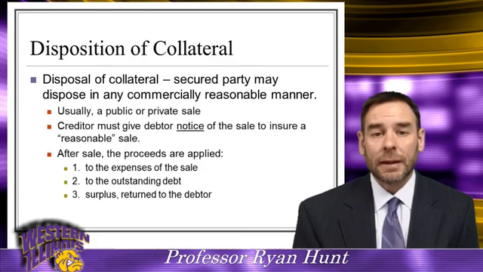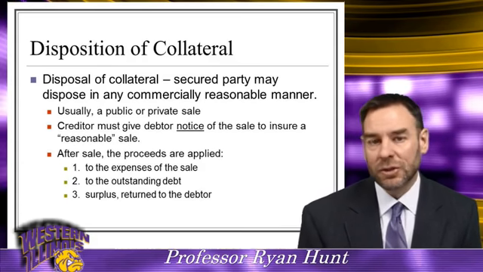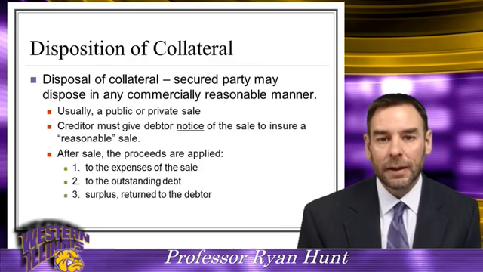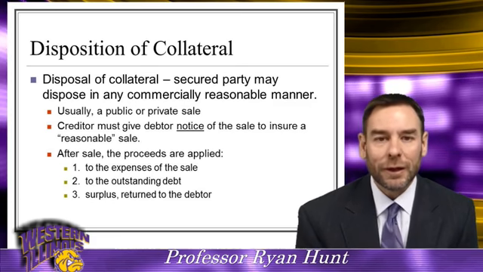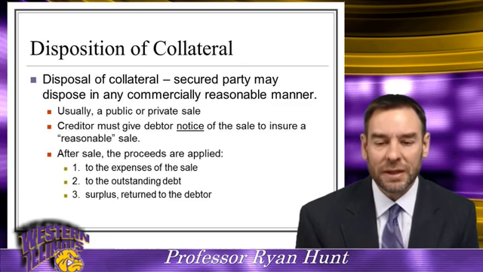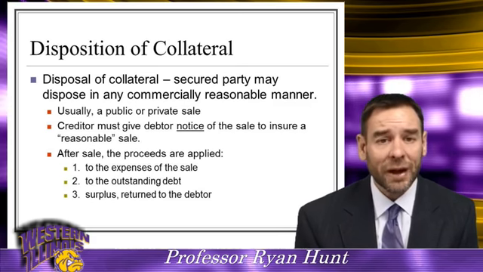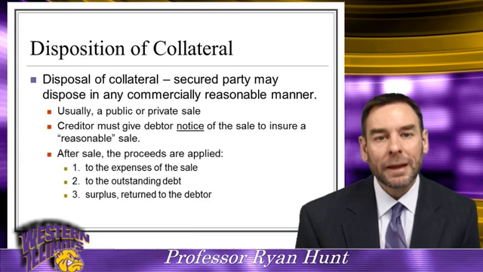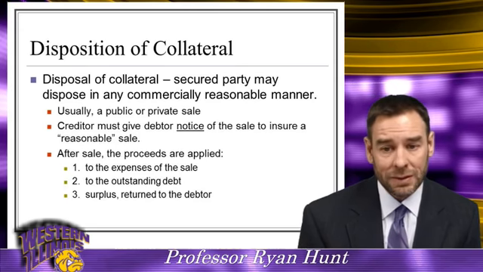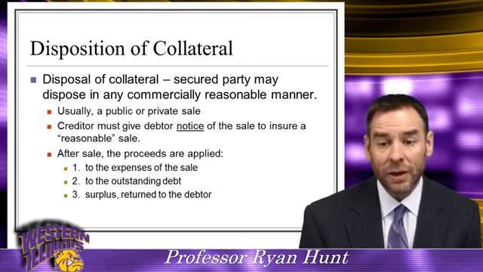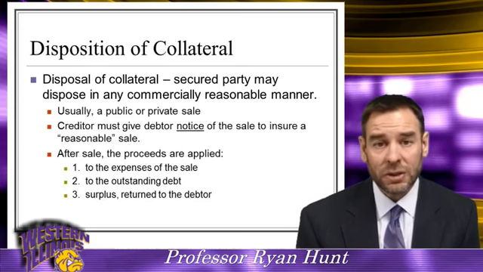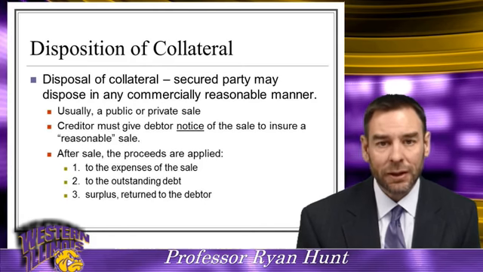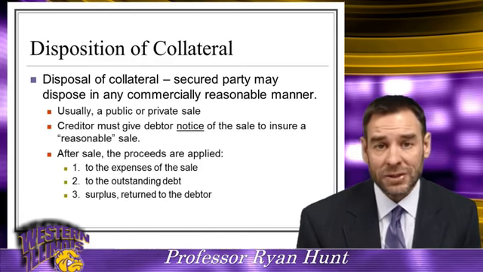If it's a public sale, we have to advertise for it, make sure that we have people that are going to show up and bid on the car, that kind of thing, or whatever the collateral is. I normally revert to vehicles because those are the ones we usually see repossessed. Or it could be a private sale, but if it's a private sale, it has to be done by commercially reasonable means, right? And how do we enforce that? Well, the creditor must give the debtor notice of the sale to ensure a reasonable sale because the debtor has an interest in this. The debtor wants to make sure that the creditor gets as much as they can out of the collateral in order to satisfy the obligation.